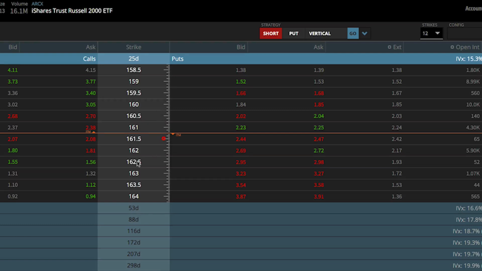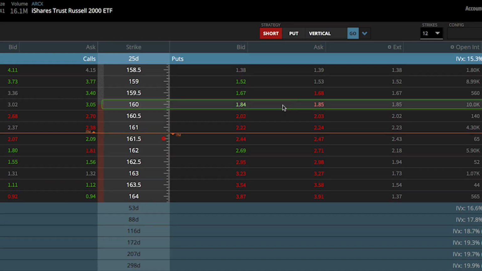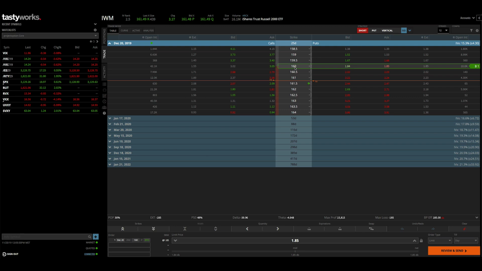So I'm going to go ahead and look at the 160 put option. This is just an example, and it's not a trade recommendation by any means. As I can see, the quoted price is around $1.85, which I know means the option cost is $185. So if I click on the ask price of $185 on the 160 put option, this sets up a trade to potentially trade this option.